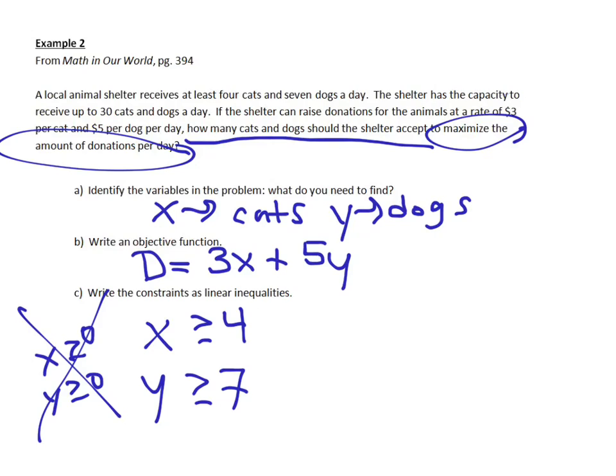The next sentence, the shelter can receive up to 30 cats and dogs per day. So we have one more restriction, and that's that the combined number of cats and dogs, X plus Y, must be less than or equal to 30, since the shelter can receive up to that number, but no more than that.